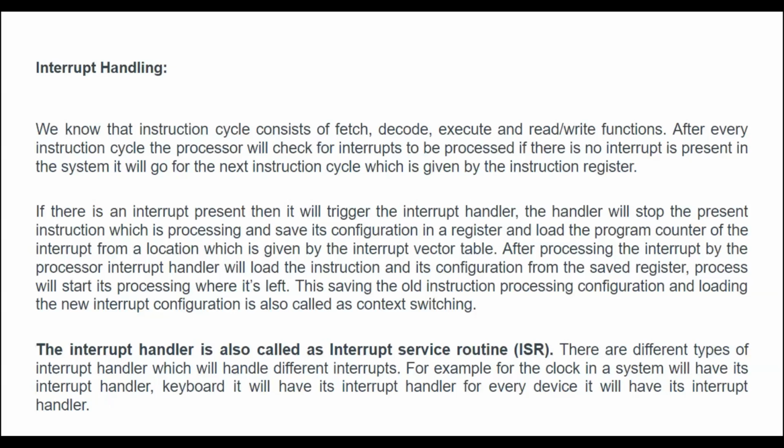The handler will stop the present instruction which is processing, save its configuration in a register, and load the program counter of the interrupt from a location given by the interrupt vector table. After processing the interrupt, the interrupt handler will load the instruction and its configuration from the saved register, and the process will start its processing where it left off. Saving the old instruction's processing configuration and loading the new interrupt configuration is also called context switching.